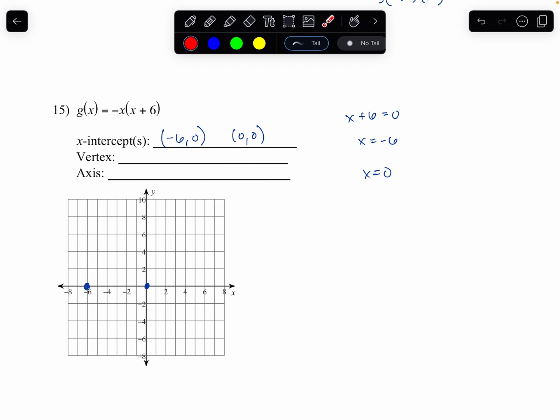Also, think about this right here. The graph will be facing down because it's negative. So you should know that the y value of the vertex has to be positive because our x-intercepts are here and it has to be facing downward. So it's got to be somewhere above, not below, okay? All right.